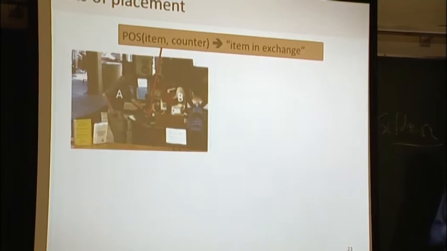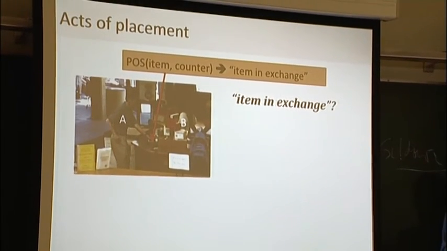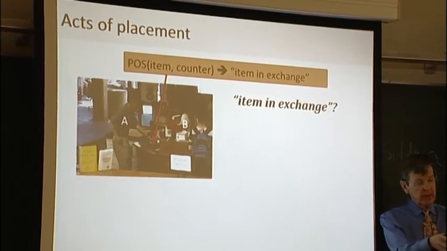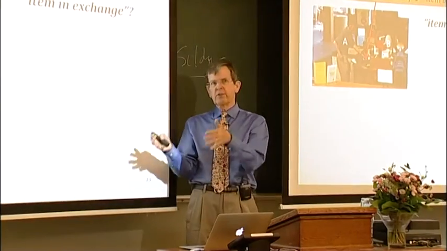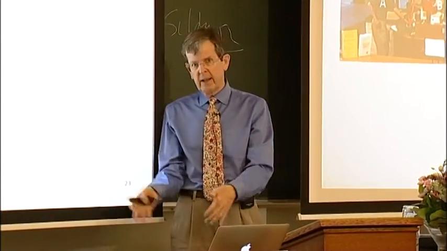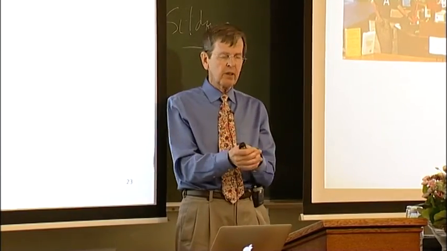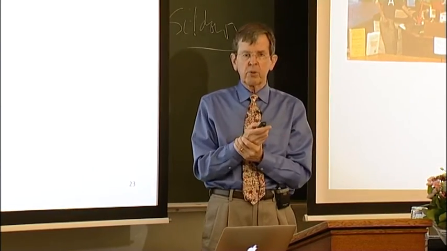And that's how it's interpreted here. So let's look at these things. It says that this is an item in exchange. The interesting thing is I put a book on that counter, but she puts the book on the counter too. And I put some money on the counter, and she puts some money on the counter. And I put other things on the counter, let's say a credit card, and she puts a receipt on the counter.